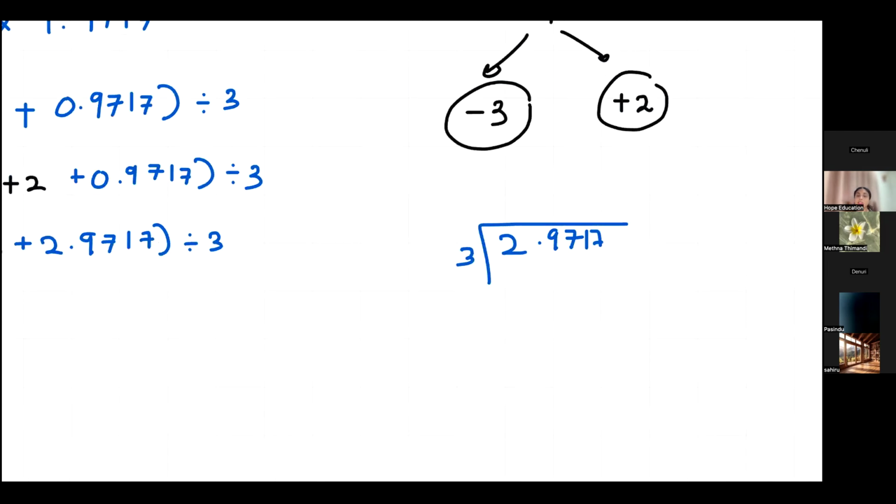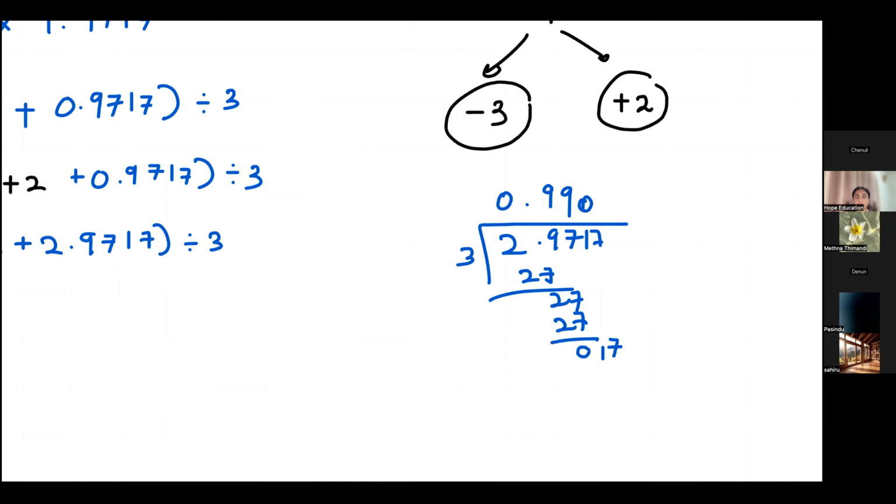3 times 0 is 0. 3 times 9 is 27, 2 remaining. Again, 3 times 9 is 27.